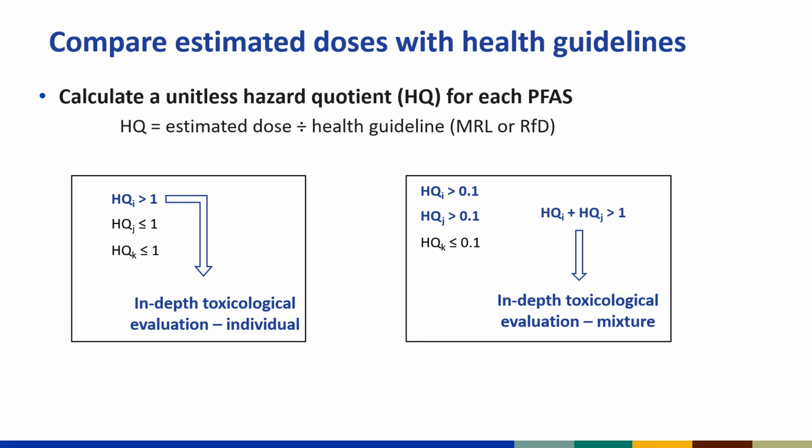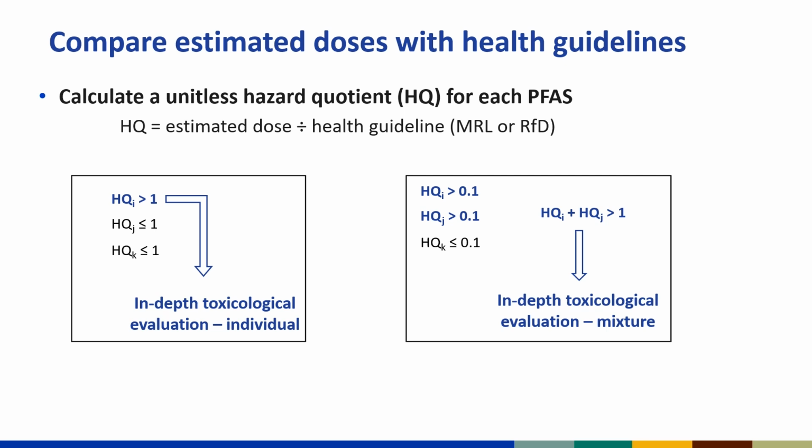Once you have a dose, the next step is to see how it compares to the health guideline of interest, that is, the minimal risk level or the reference dose. This is easiest to do by calculating a hazard quotient, the estimated dose divided by the health guideline. There are two things you're looking for once you've got your set of hazard quotients for all your PFAS. First, for any hazard quotient greater than 1, you'll retain that PFAS and do an in-depth toxicological evaluation for it.